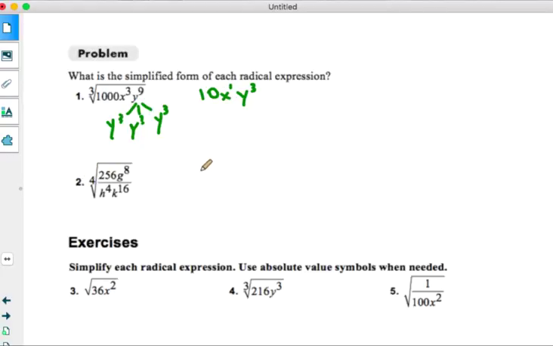Fourth root of 256, if you don't know that one, that's one you can kind of get to eventually. Here, 4 goes into 8 twice. 4 goes into 4 once. 4 goes into 16 4 times. Now, they didn't mention anything up here that says, like, assume all variables are positive.